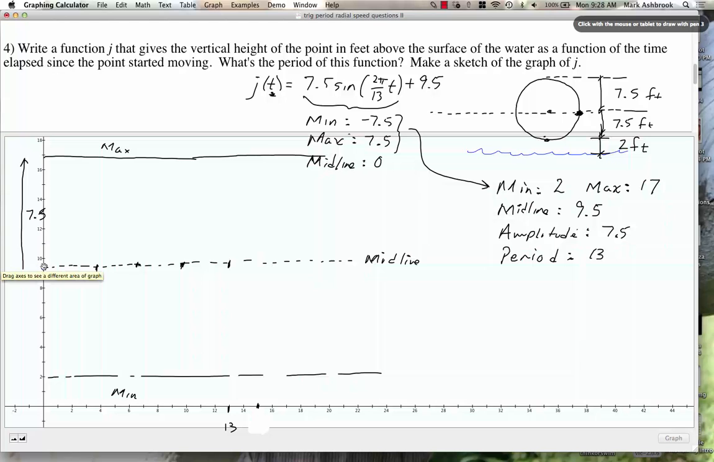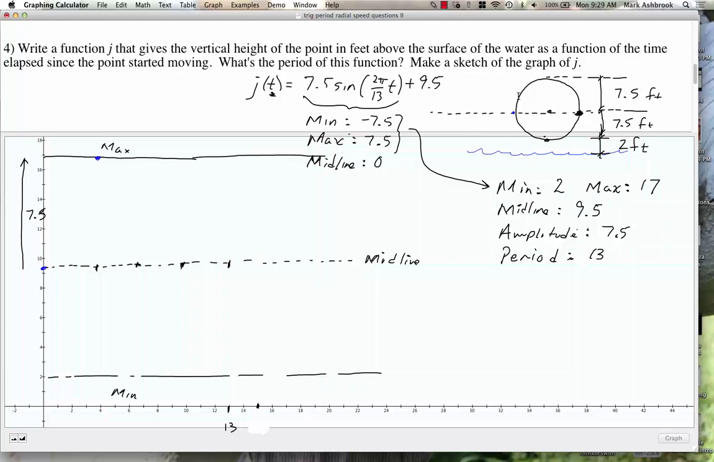And in the first quadrant, as it rotates through an angle of pi over 2, or 3.25 seconds, 3.2, is that right? Minutes? What is it? Seconds? Does it go to the min or the max? Yeah, so in the first quarter cycle, it's going to go up to the max, or up to 17.